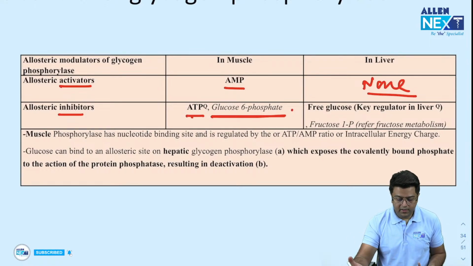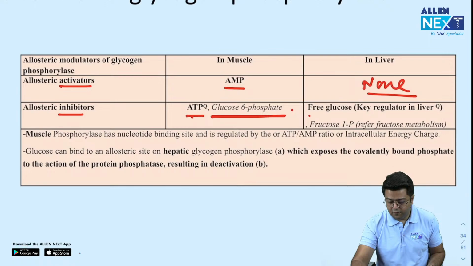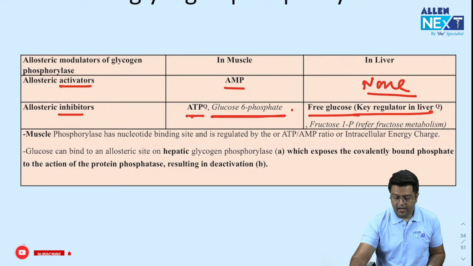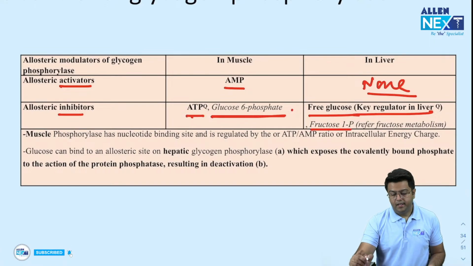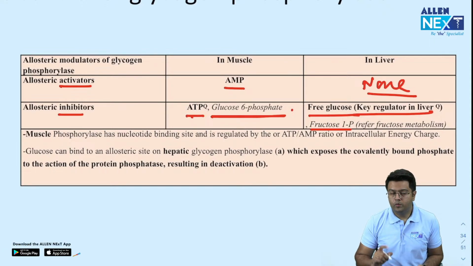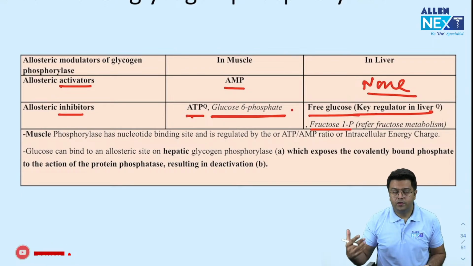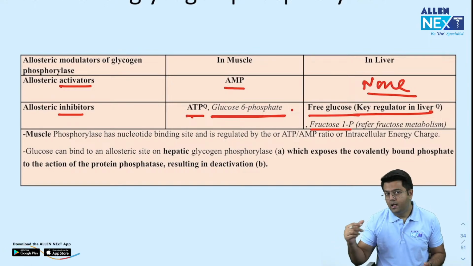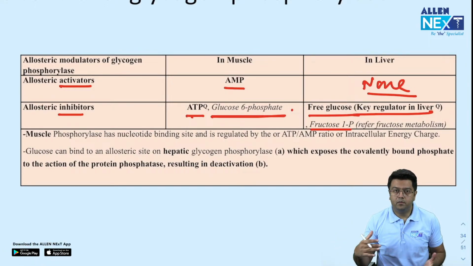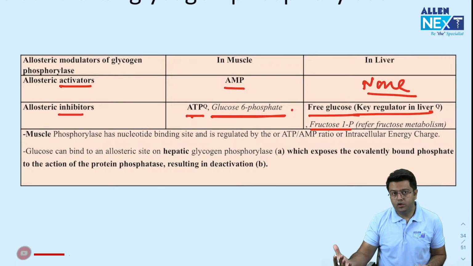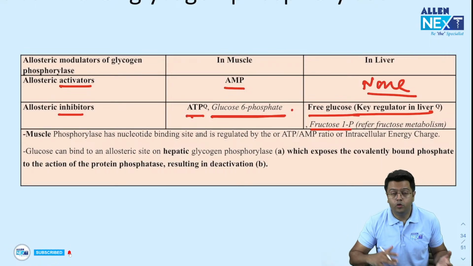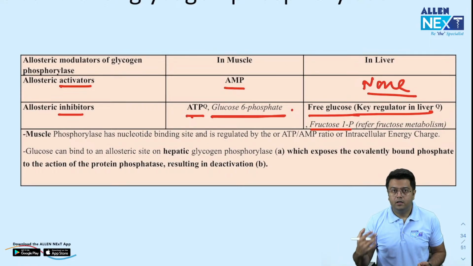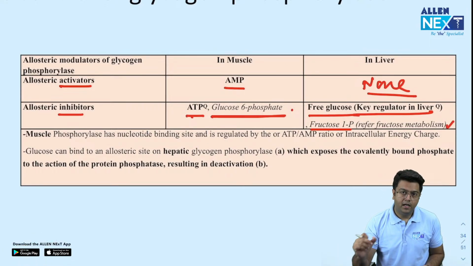And ATP. So guys, inhibitors are very simple. In the liver, the inhibitor is free glucose. Remember, it's a key regulator in the liver. And fructose 1-phosphate also is an inhibitor of glycogenolysis. You must have read this in fructose metabolism, right? That is why there is hypoglycemia in fructose consumption in patients with hereditary fructose intolerance with aldolase B deficiency, because fructose 1-phosphate accumulates and that causes inhibition of glycogenolysis. That's why glucose is not formed from the liver, and that causes hypoglycemia postprandially. After the food, there is hypoglycemia.